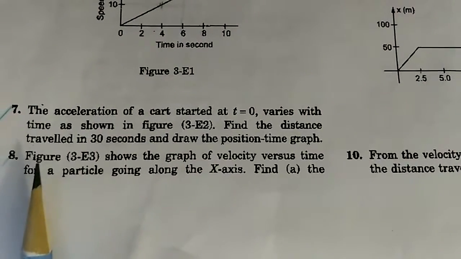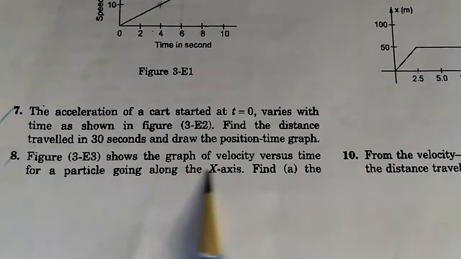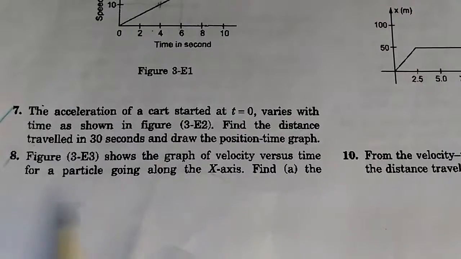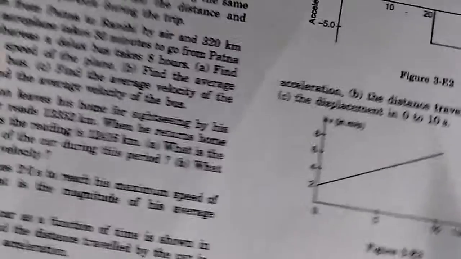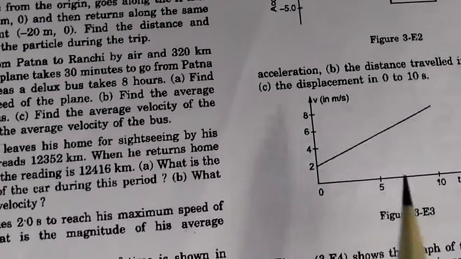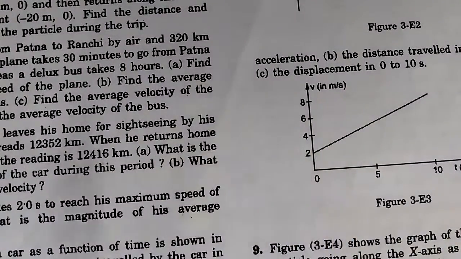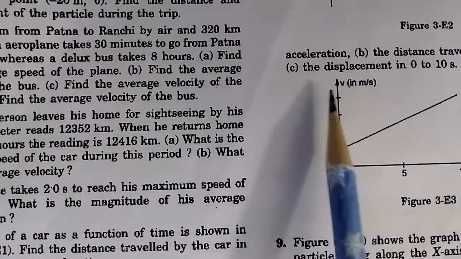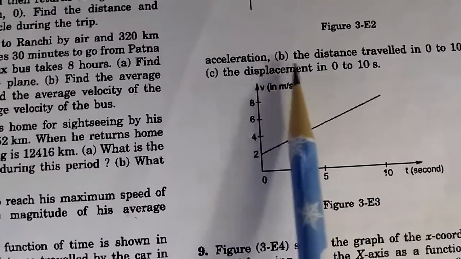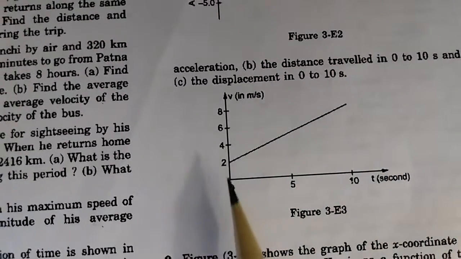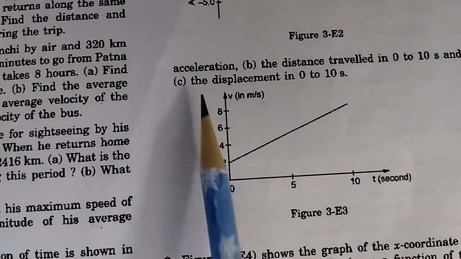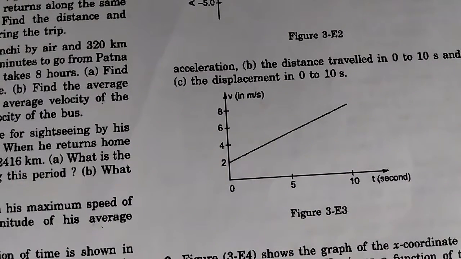In question number 8, the graph shows velocity versus time for a particle going along the x-axis. We need to find the acceleration, and second, the distance traveled in 0 to 10 seconds, and the displacement in 0 to 10 seconds. So let's do the first part.